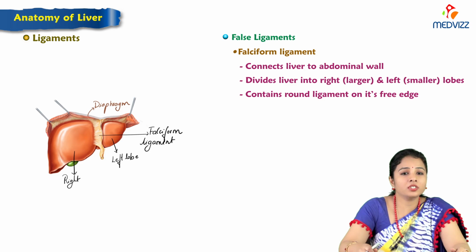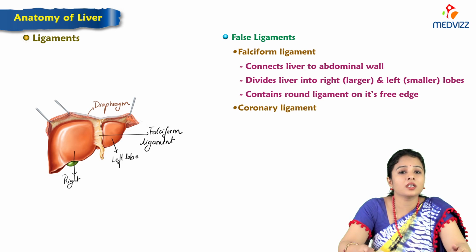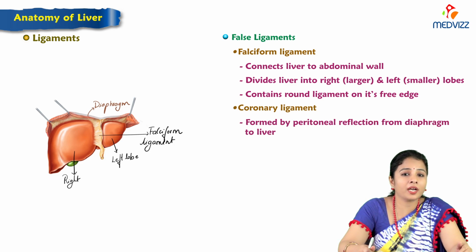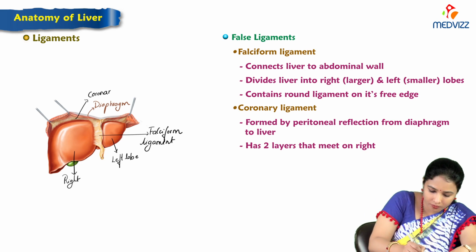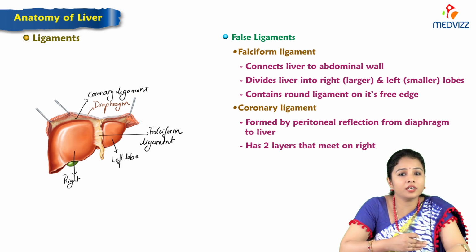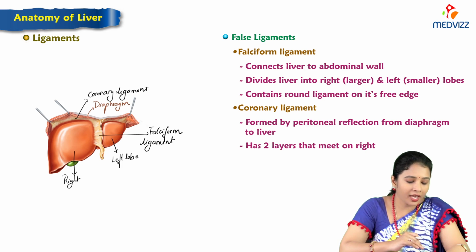The next is about the coronary ligaments. Coronary ligament is formed by the peritoneal reflection from the diaphragm to the liver, which has two layers that meet on the right. So here is the coronary ligament. We can see the coronary ligament is formed due to the reflection of peritoneum over the diaphragm.